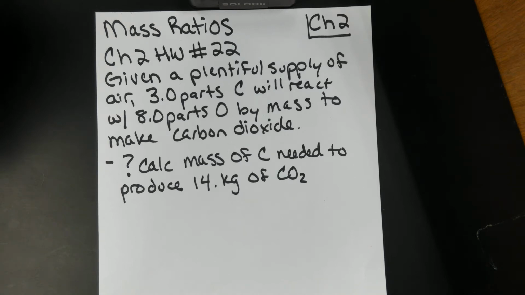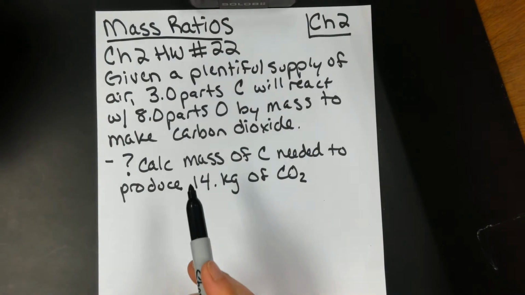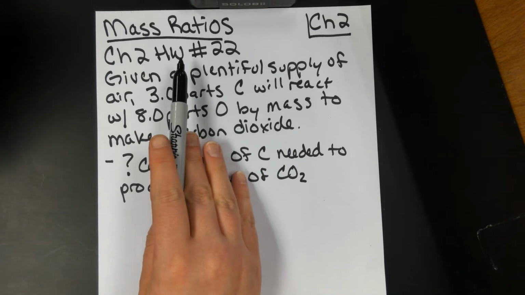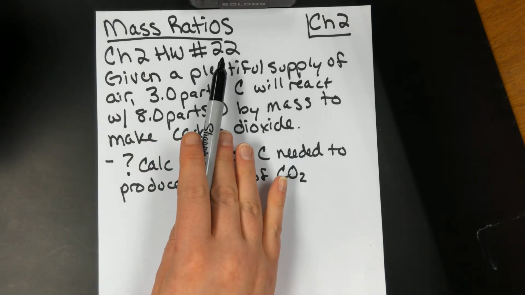So for Chapter 2 of Chem 101, we're going to see that a lot of the questions in the homework have to do with mass ratios, right? So I went ahead and picked out a problem from the Chapter 2 homework, number 22, and this one's pretty representative of a lot of the other problems.